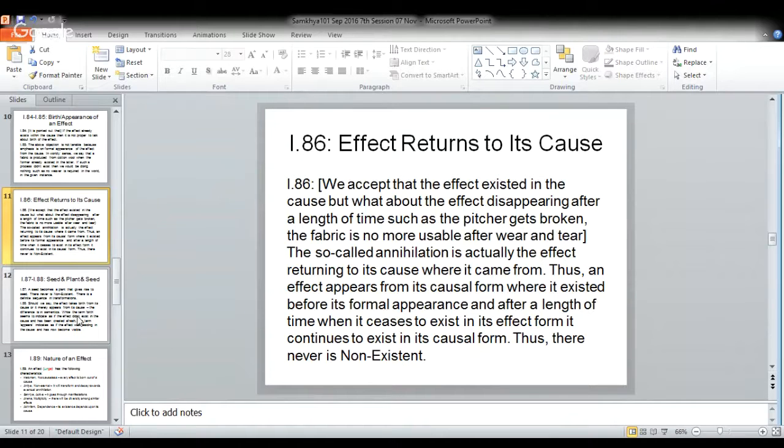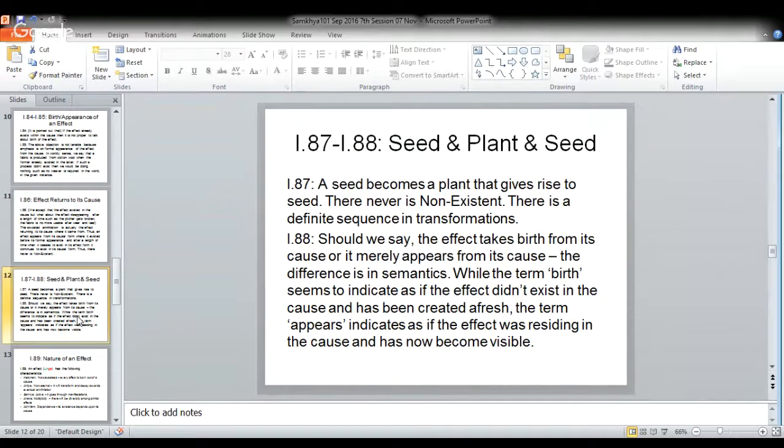But now, with a greater clarity, he takes an example of a seed and plant, because we know a seed is a cause, plant is an effect, and then from the plant we get more seeds. So as if they're back to square one. So he is taking up that as an example in 1.87.